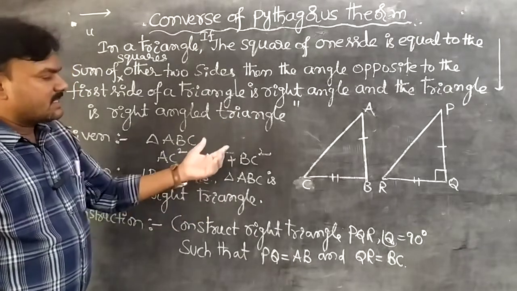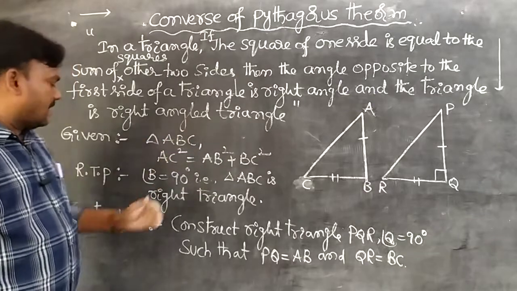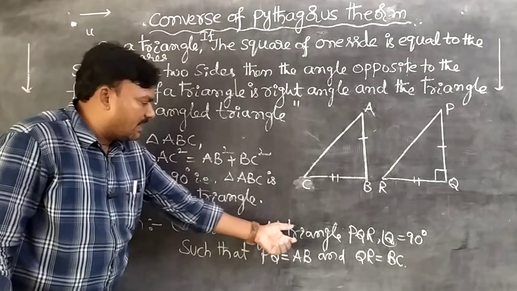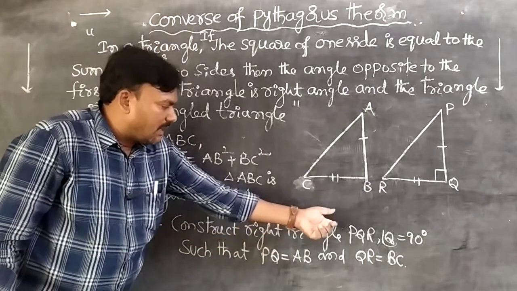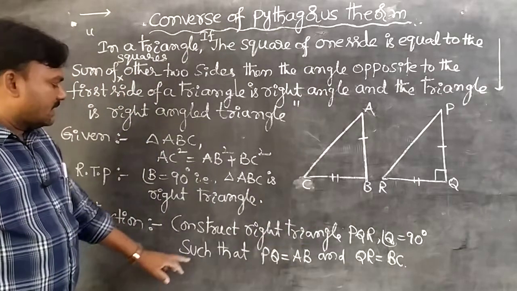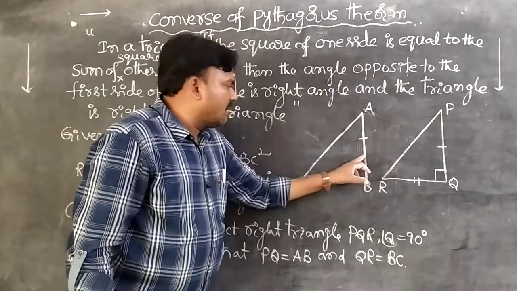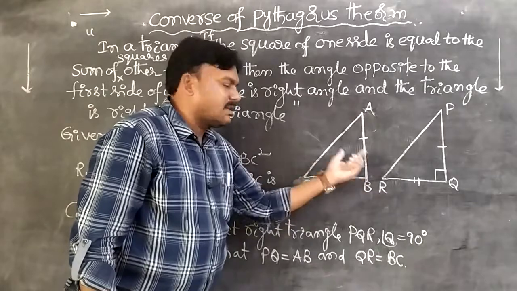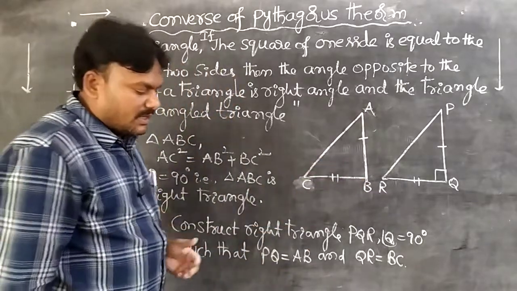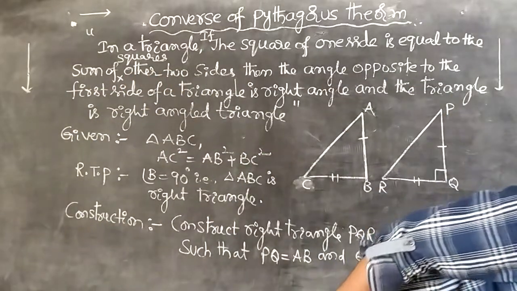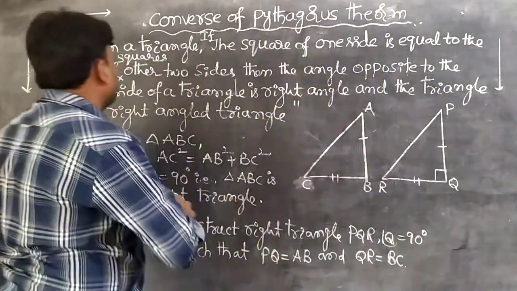Yes, we change the diagram. We have taken another triangle, that is, construct right triangle PQR where angle Q equals 90 degrees such that PQ equals AB and QR equals BC. Observe the symbols, students. Then go for the proof part. What about the proof? Observe.